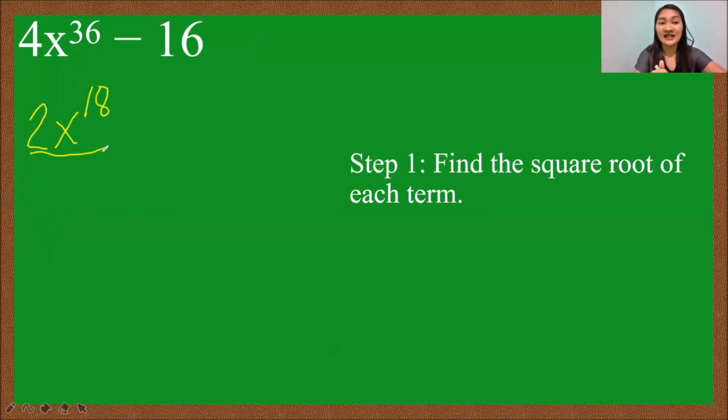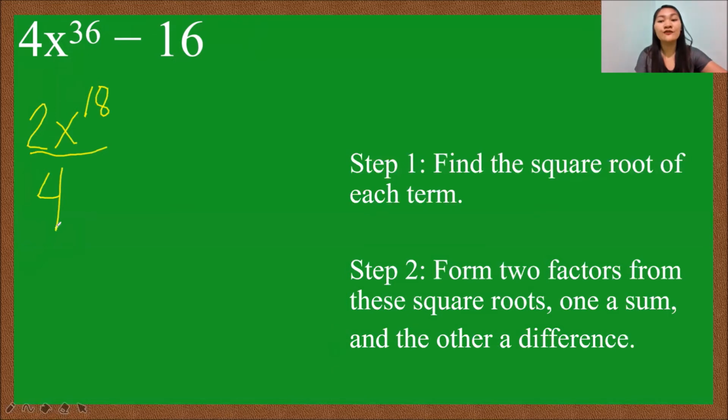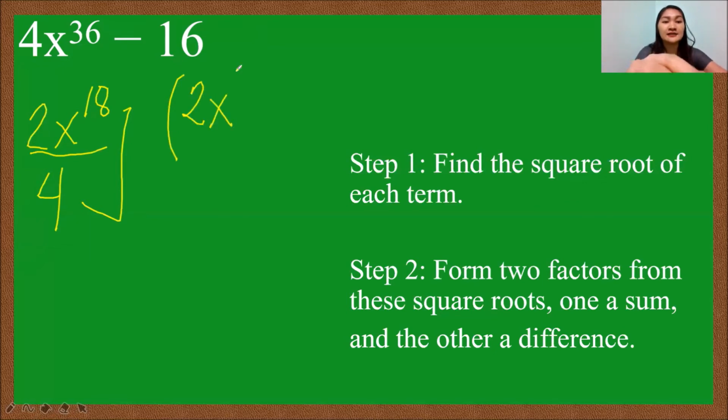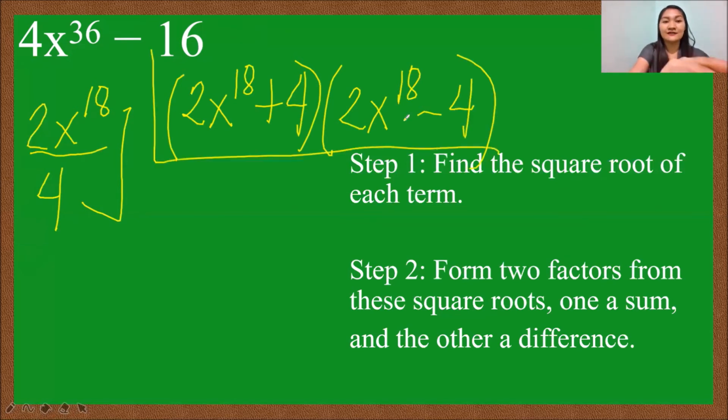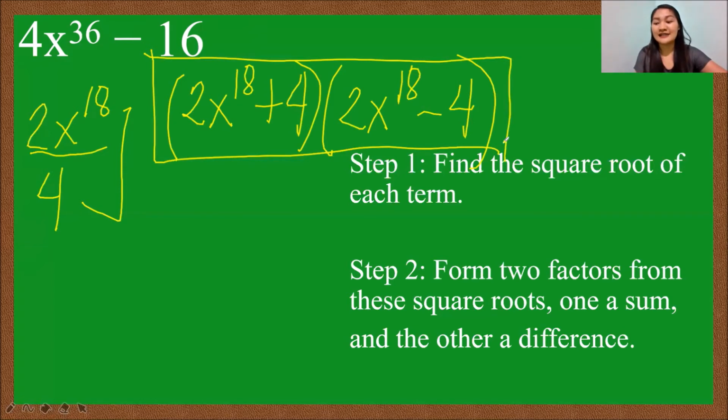How about the square root of the second term? We have the square root of 16 is 4. Let us use these results to form a sum and difference of two terms. So, etong dalawang to na nakuha natin, gagamitin lang natin, form a sum and difference. So, we have the quantity of 2x raised to 18 plus 4 times the quantity of 2x raised to 18 minus 4. So that's it. This is the factored form of the given expression.